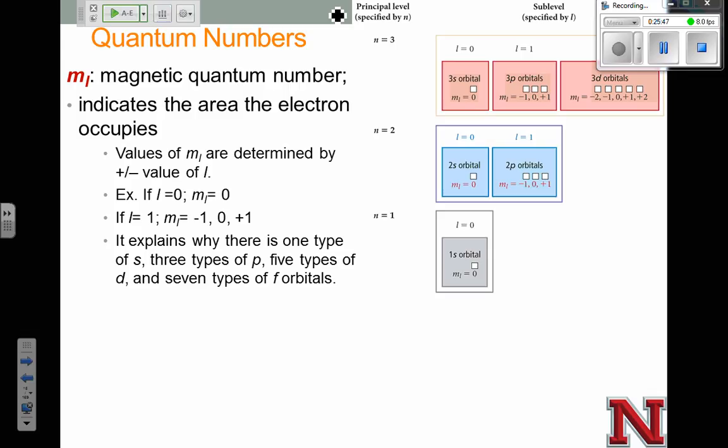Then in n equals 2, we have the possibility of an L equals 0 and an L equals 1, because again, L is equal to n minus 1. So 0 and 1. So that means that we also have a 2s, and then we have 3 degenerate p orbitals, where ML is equal to negative 1, 0, and positive 1. This is what our quantum numbers look like for everything in our second row.